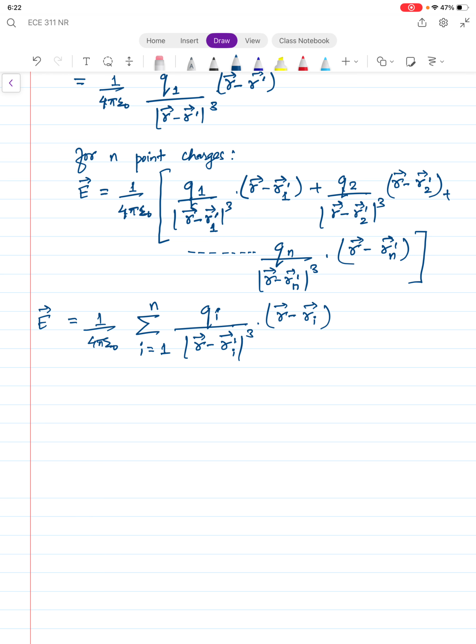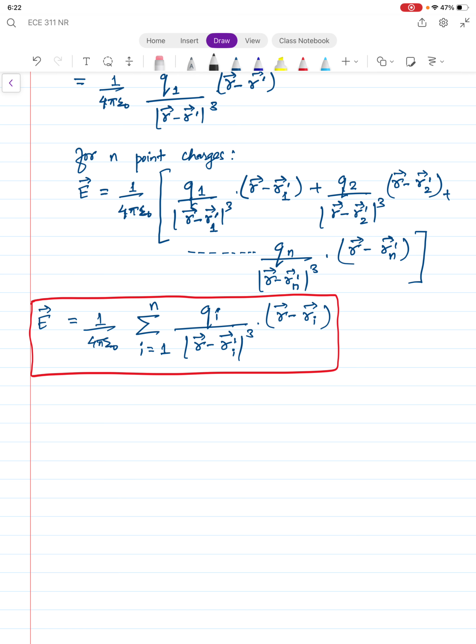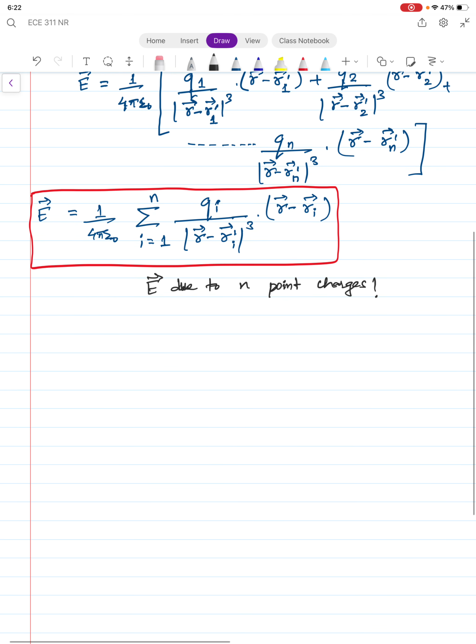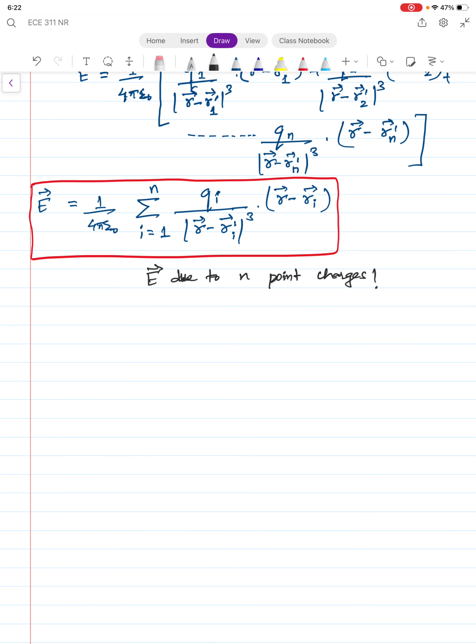Okay, so this is the electric field due to n point charges, or if you want to be more explicit, n discrete point charges. That should make more sense.